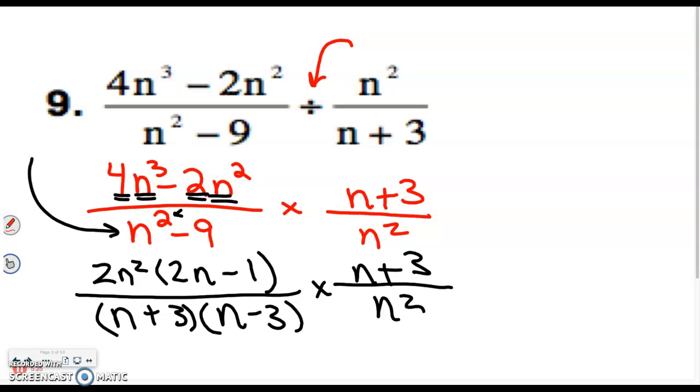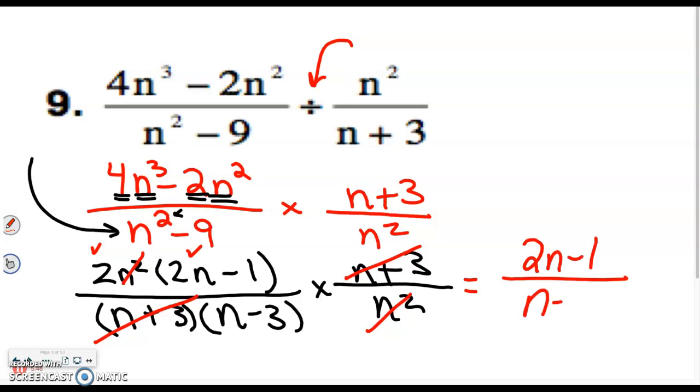Do you see a 2 as a factor in the denominator? No. I see an n squared, though, so let's go chop it out. Do I see a 2n minus 1 on the bottom? No. Do I see an n plus 3 on the bottom? Yes. So when we're all done, we've got to take what's left on the top, which was just the 2n minus 1. That's all that was left over. And then what's left on the bottom, which is an n minus 3.